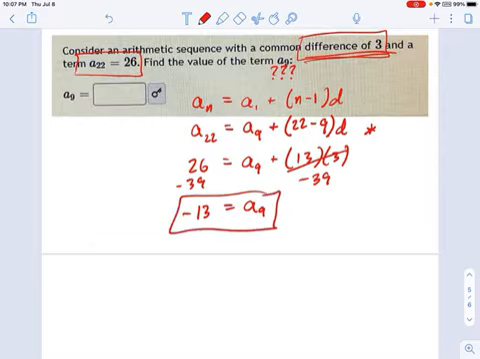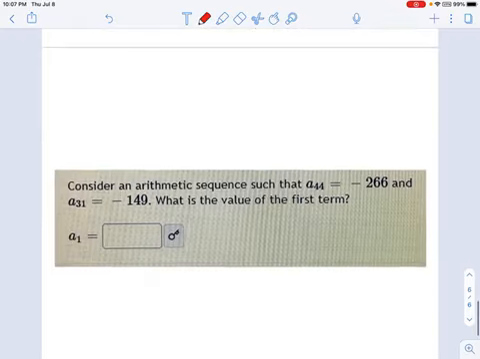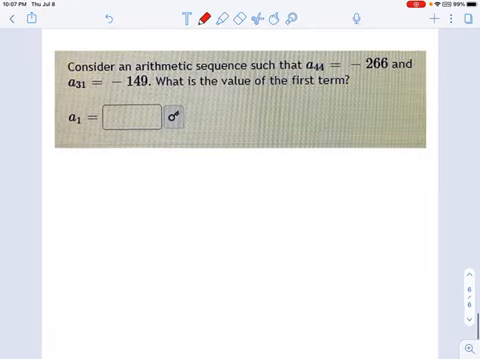Key point being, you can change the subscripts on the explicit formula as long as you are consistent and you do it everywhere. So let's take that idea and use it on this problem. We're told that the 44th term is negative 266. The 31st term is negative 149. What's the value of the first term?